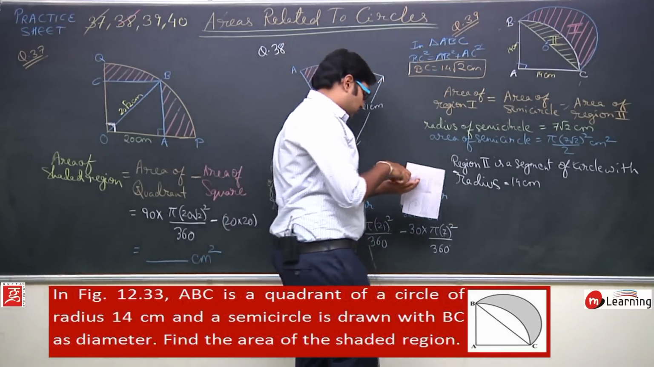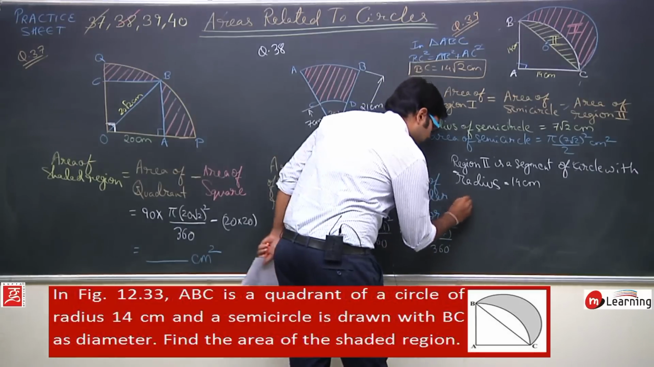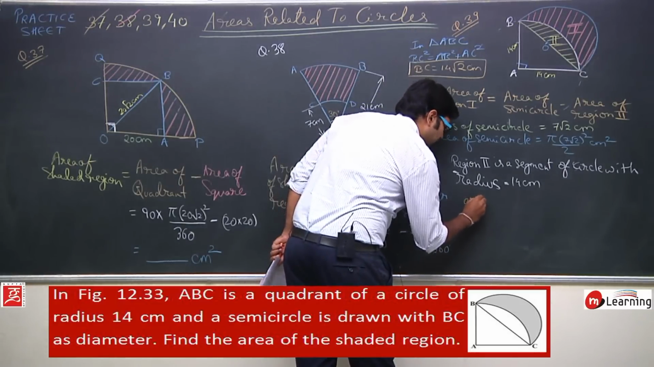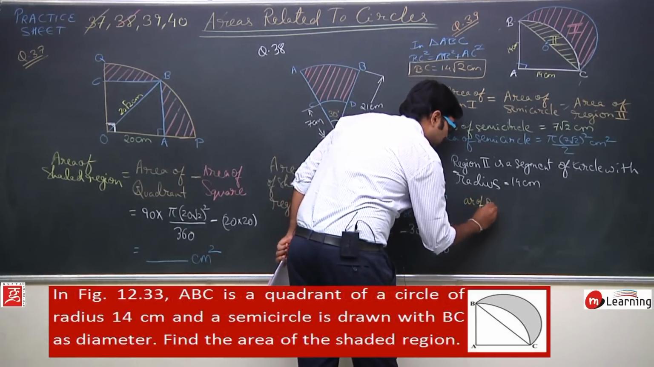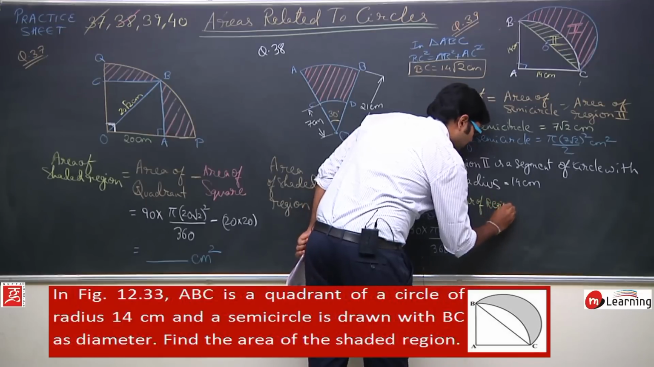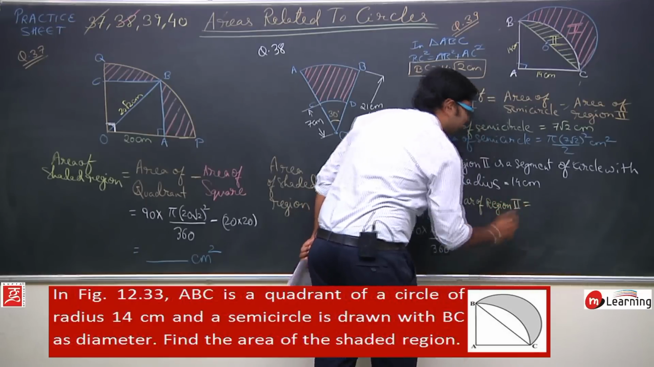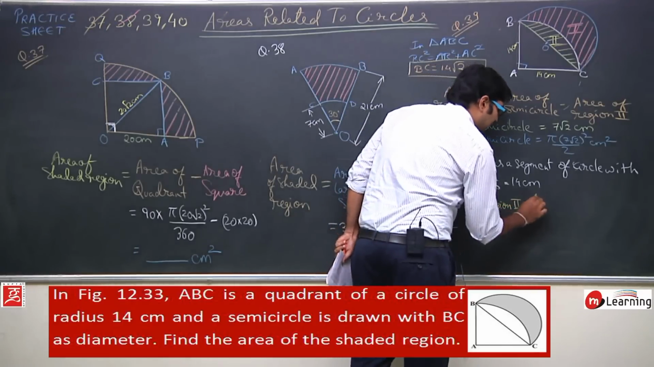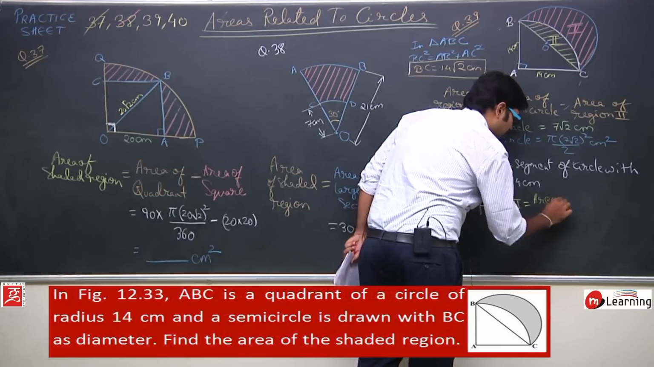So what will be the area of region 2? Area of region 2 will be what? It will be equal to the area of quadrant.